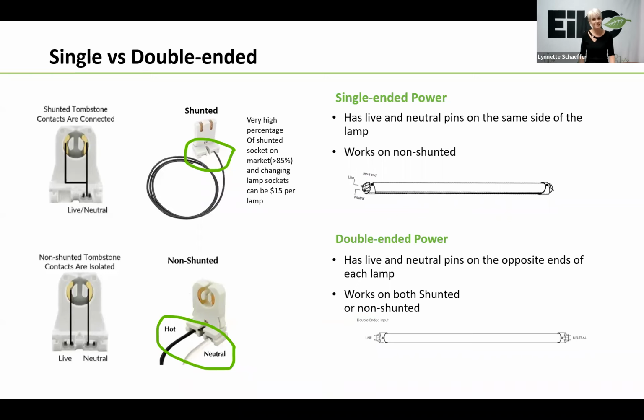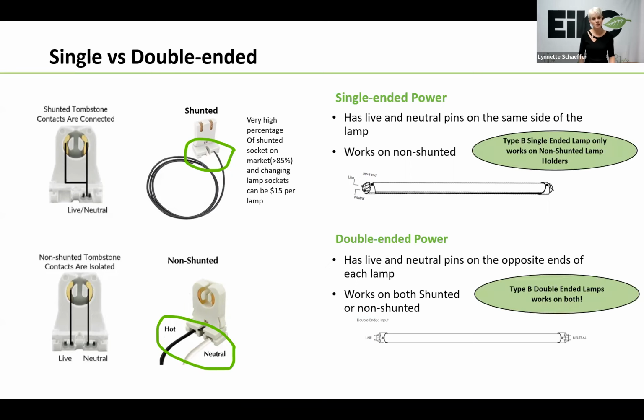What's important about this, and the thing to keep in mind and take away, is that type B single-ended lamp only works on non-shunted lamp holders, but type B double-ended lamps work on both. So if you're in a situation and you don't know what type of tombstones or lamp holders are there, you could probably go with a type B double-ended and be in pretty good shape because it works on both. So that's the key takeaway. Type B double-ended lamps work on both.